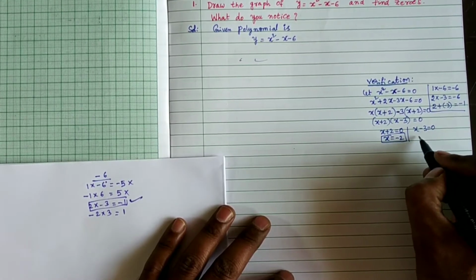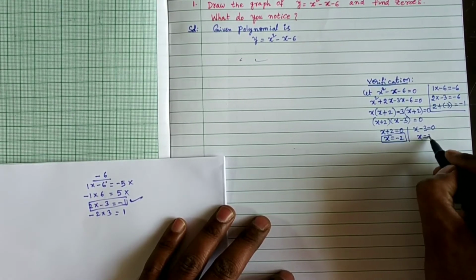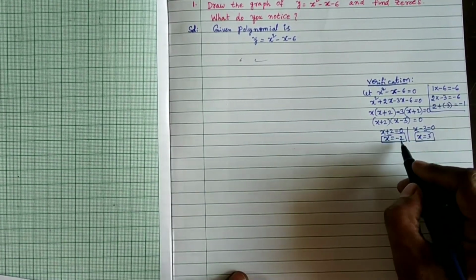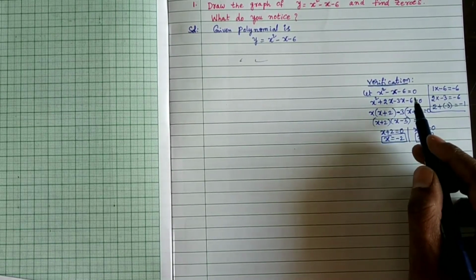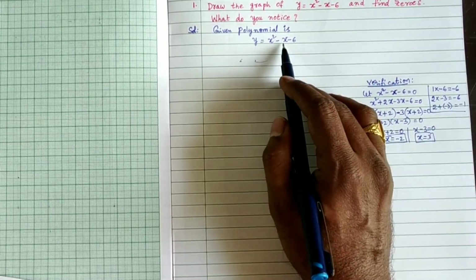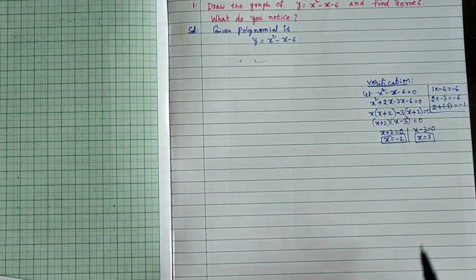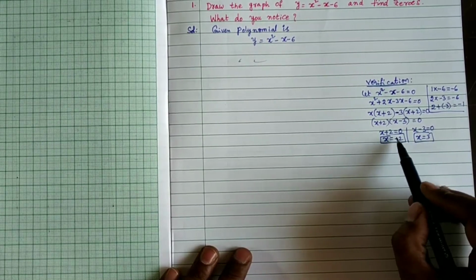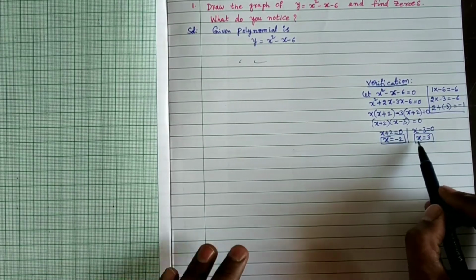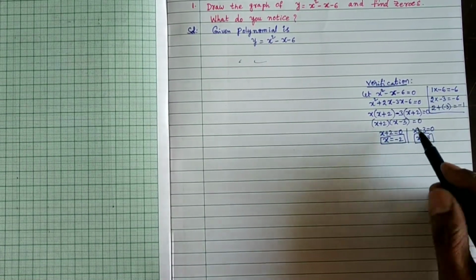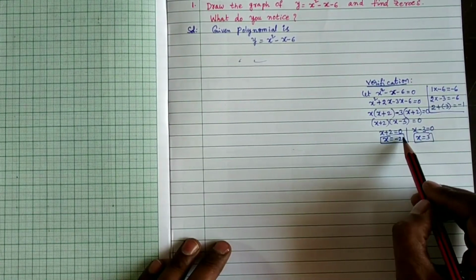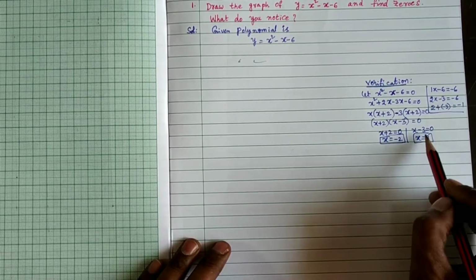x minus 3 is equal to 0, so sending minus 3 to the other side we get x is equal to 3. So finally minus 2 and 3 are the roots of the quadratic equation, and the same minus 2 and 3 are the zeros of this quadratic polynomial. To take the points, the least value is minus 2 and the greater value is 3. Between them take all the integers, and take one preceding number of the least number and one succeeding number of the greater number.